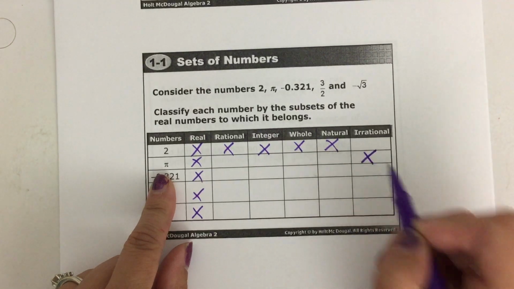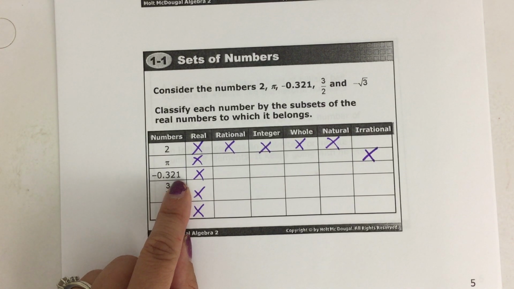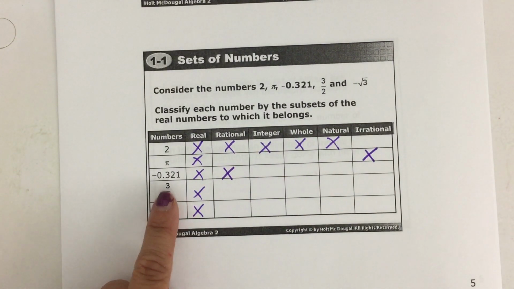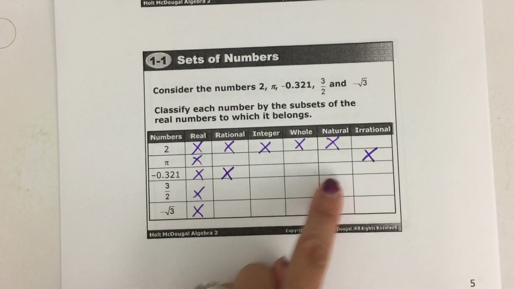It goes forever and ever and ever, and there's no pattern to it. Now this, negative 0.321. This stops. This is the ending, so it's rational. It makes sense. It doesn't repeat and go on forever with no pattern, but it has a decimal, so it cannot be an integer, a whole number, or a natural number.